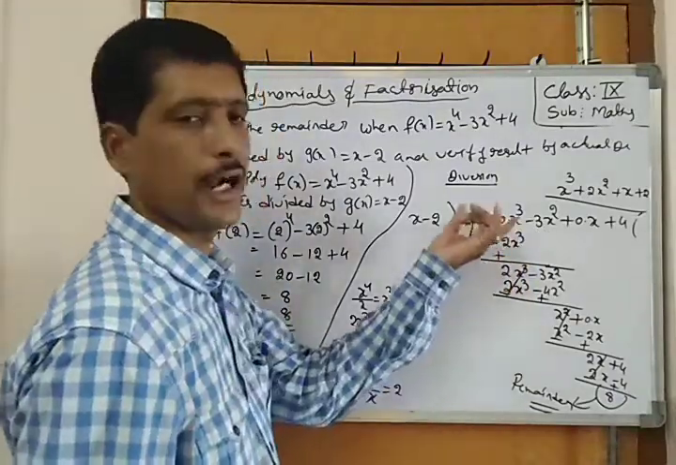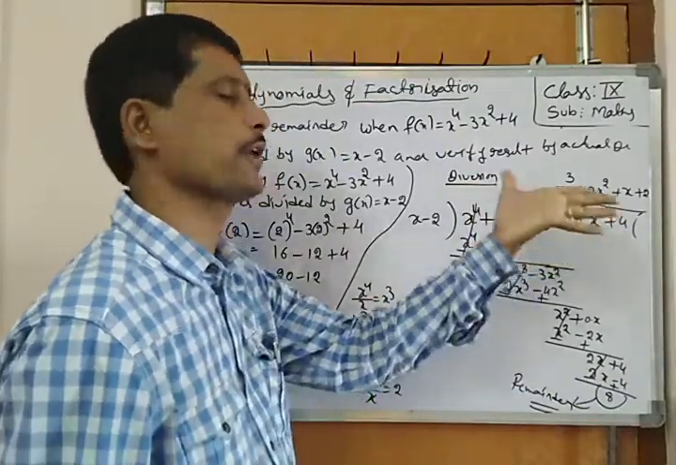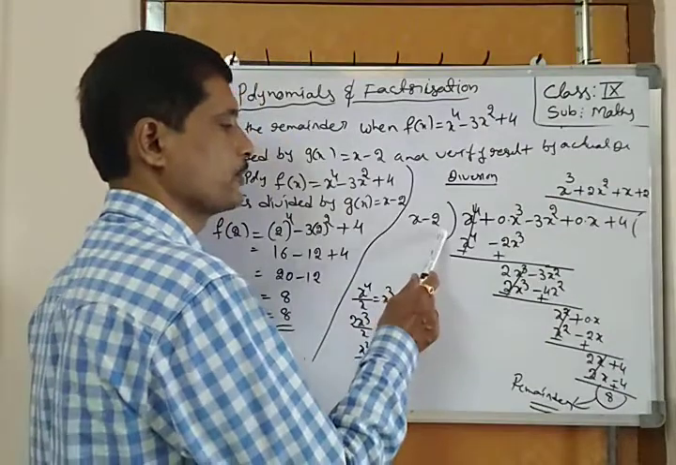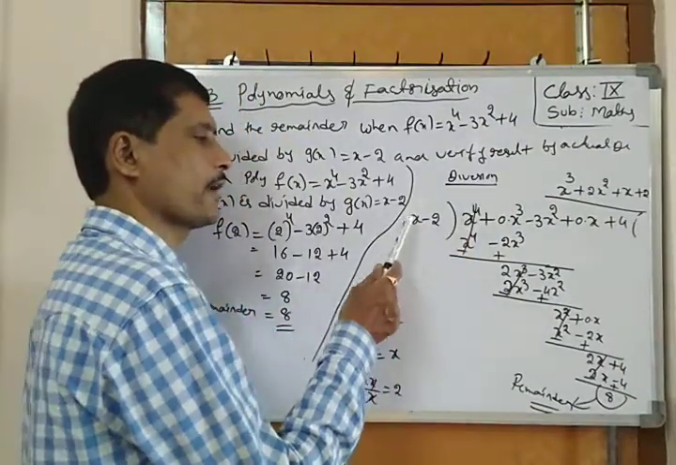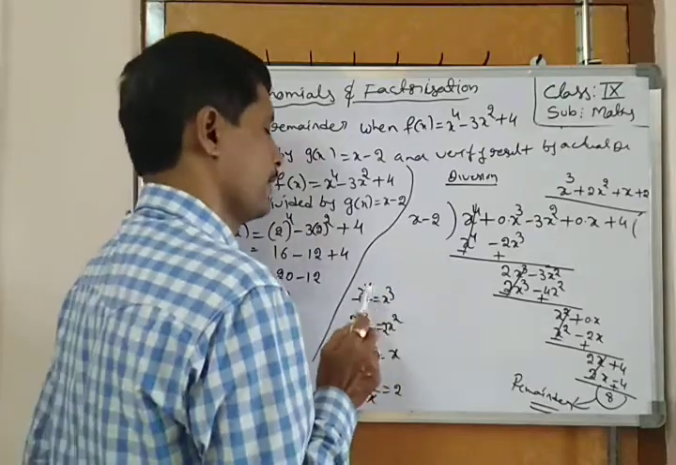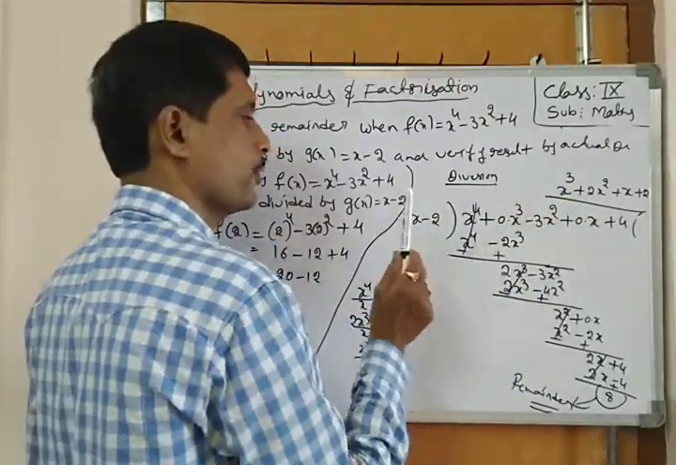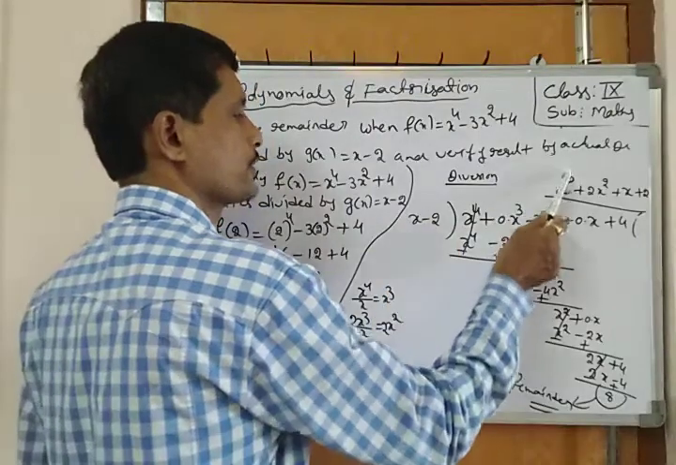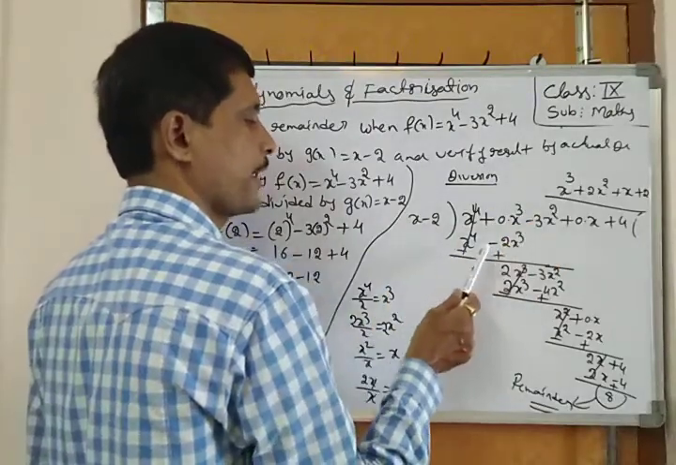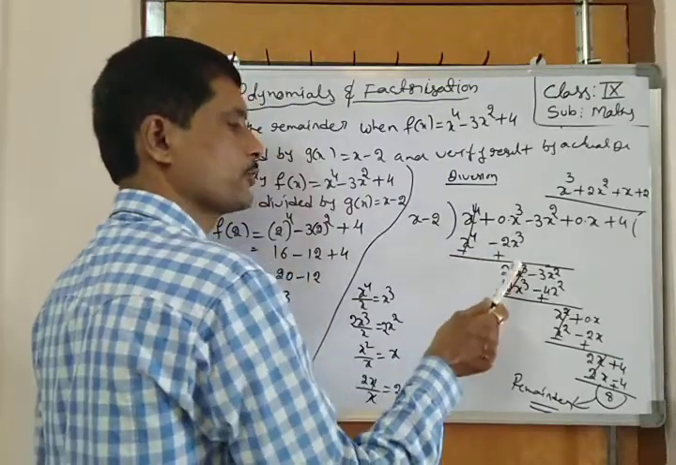The x cube term is not there, therefore in place of x cube write 0 into x cube. The x term is not there, so 0 into x. Here x minus 2. The degree is 4, and the divisor degree is 1. Therefore x power 4 by x is x cube. The quotient is x cube. x cube into x is x power 4. Minus 2 into x cube is minus 2x cube. In subtraction, minus plus both get cancelled. 0x cube plus 2x cube is 2x cube.